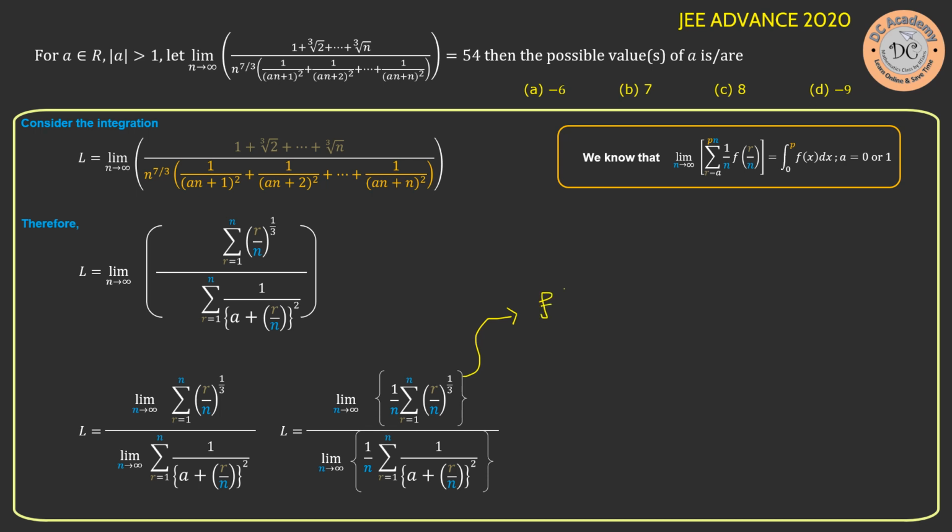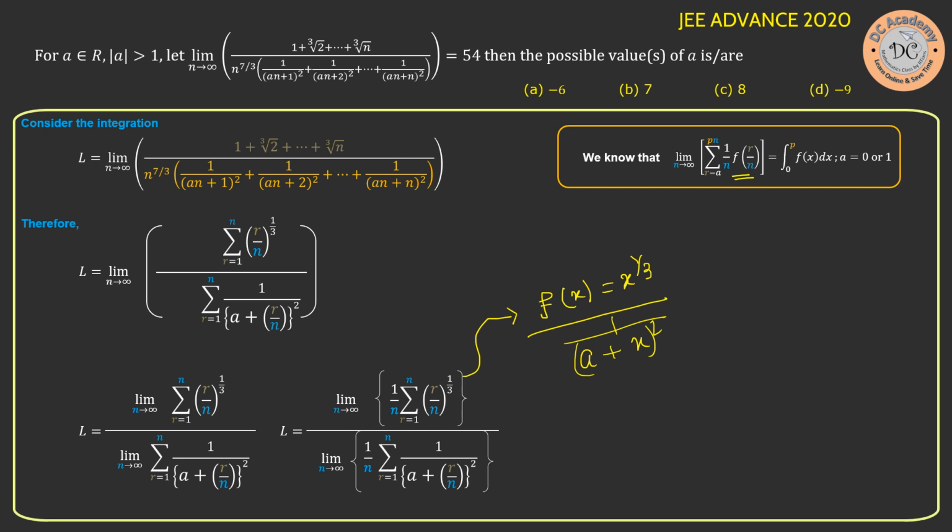Here my function f(x) must be equal to x to the power 1 by 3. Why? Because we see f of r by n. So wherever we see r by n, we'll replace it by x. So that's why it will be x to the power 1 by 3. In the denominator, we have the function. What is the function? It will be (a plus x) whole square and 1 by. That's it.